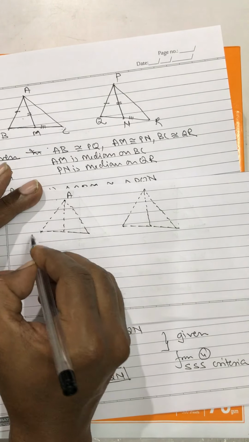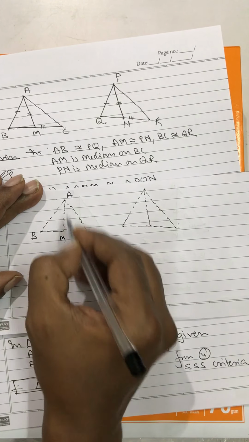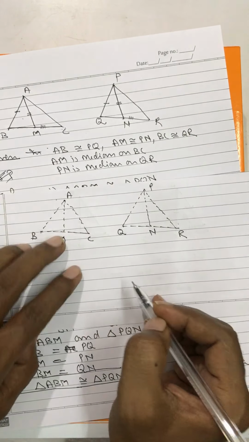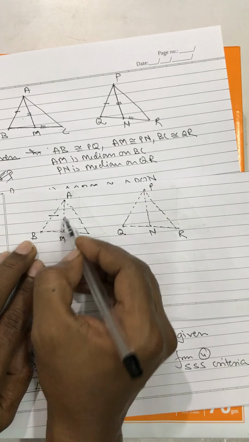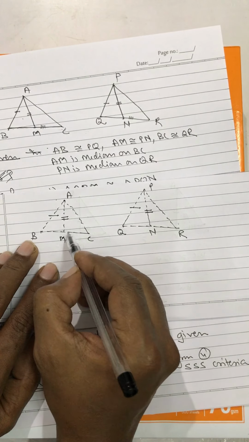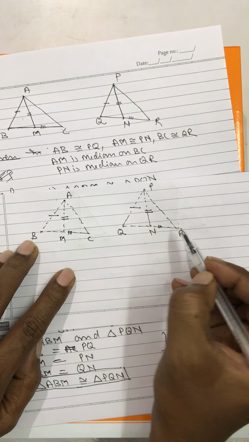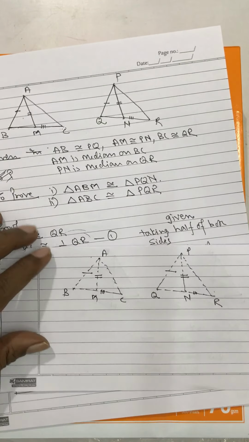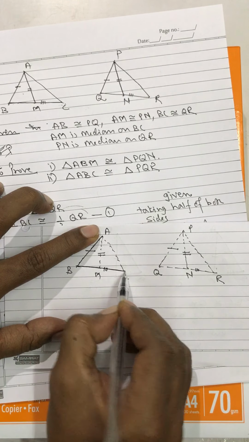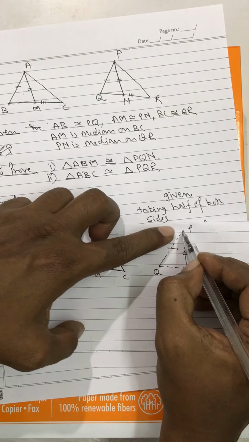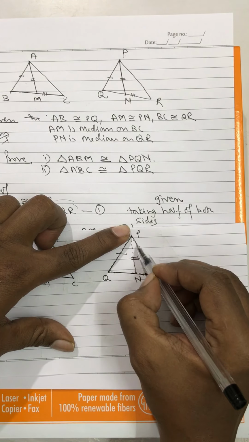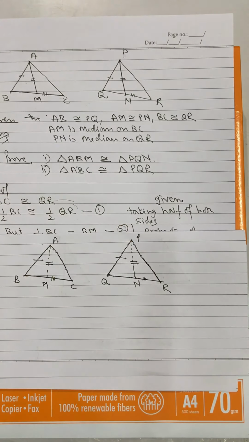See dear students, in triangle ABC, M is the median. In triangle PQR, M is the median again. Here we have AB congruent to PQ, AM congruent to PN, and BC as a whole congruent to QR as a whole. The second question is to prove that triangle ABC, this complete triangle, is congruent to triangle PQR. This is what we have to prove.